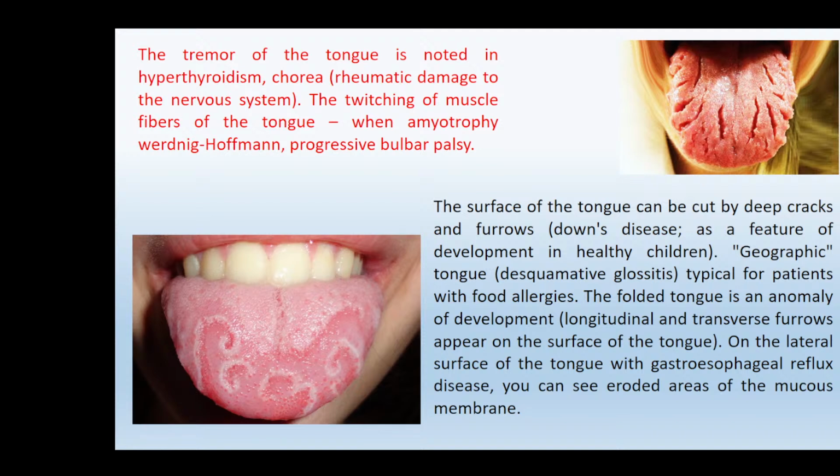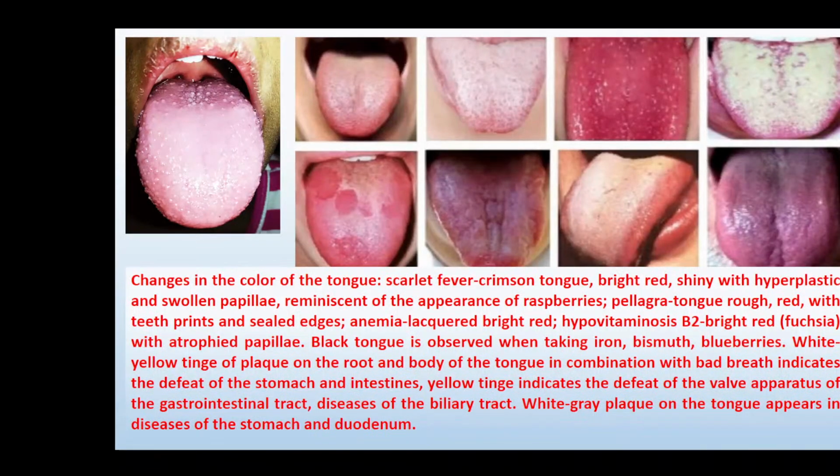It is typical for patients with food allergy. Geographic, such as maps, map pictures on the surface of the tongue. You can see different changes of color of the tongue.